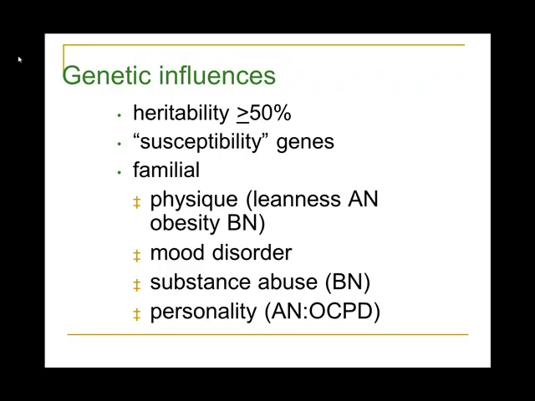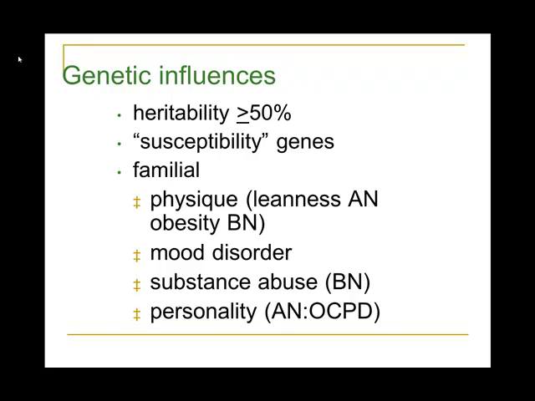In addition to these cultural influences, genetic influences are important as well, and there is a significant heritability of greater than 50% for all eating disorders, and likely susceptibility genes will be identified in the future. There are also some familial factors that run in people with eating disorders, and in particular people who have anorexia nervosa tend to come from families where the physique is lean, and people who have bulimia nervosa tend to come from families where people are overweight or obese.